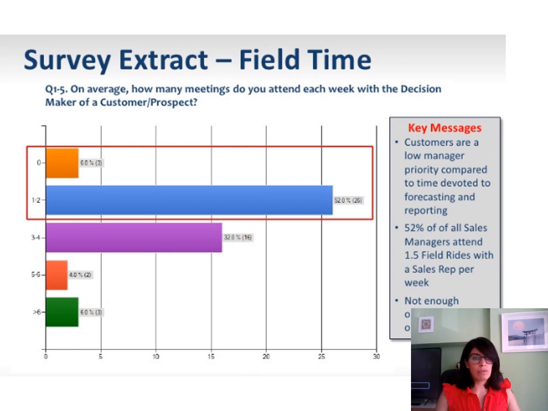Now let's have a look at field time on the survey. So one of the questions was, on average, how many meetings do you attend each week with the decision maker of a customer or a prospect? Now these meetings are quite key because the more of those meetings that you attend, the more likely you are to close a deal. But it showed that actually most of the employees only attended between 1 and 4 meetings a week, which meant that the managers gave a low priority to time devoted to forecasting and reporting. 52% of all sales managers attended up to 2 field rides with a sales rep per week. It just wasn't enough to achieve the kind of sales that they wanted.